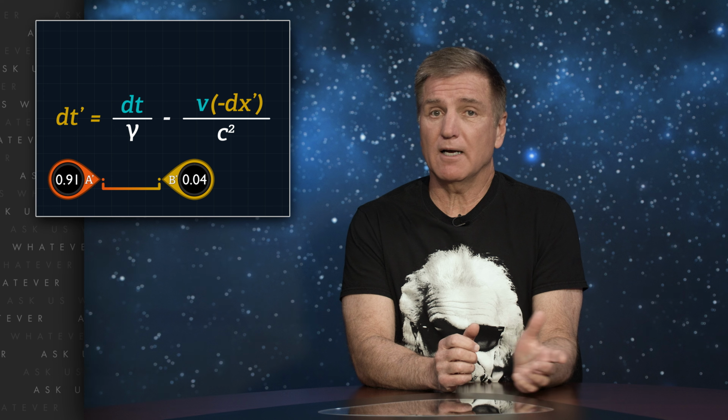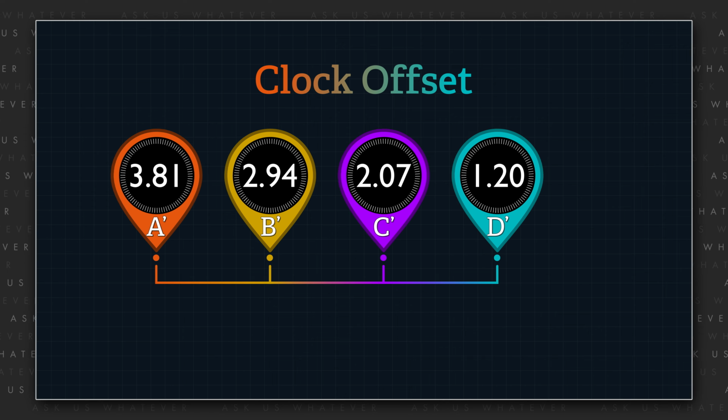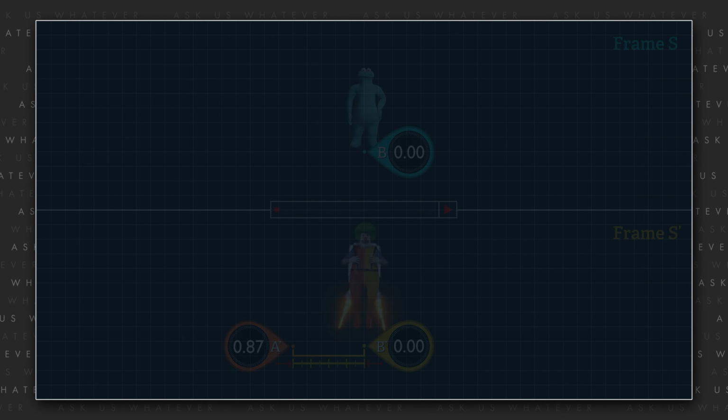In other words, the Lorentz transformation for time dt prime does not merely compute the time elapsed on a single clock in frame S prime. The Lorentz formula for dt prime also adjusts the value of dt prime by the spatial gradient of clock readings between clocks A prime and B prime. Or, in other words, by the clock offset between clocks A prime and B prime caused by the synchronization of these clocks using Einstein's protocol.